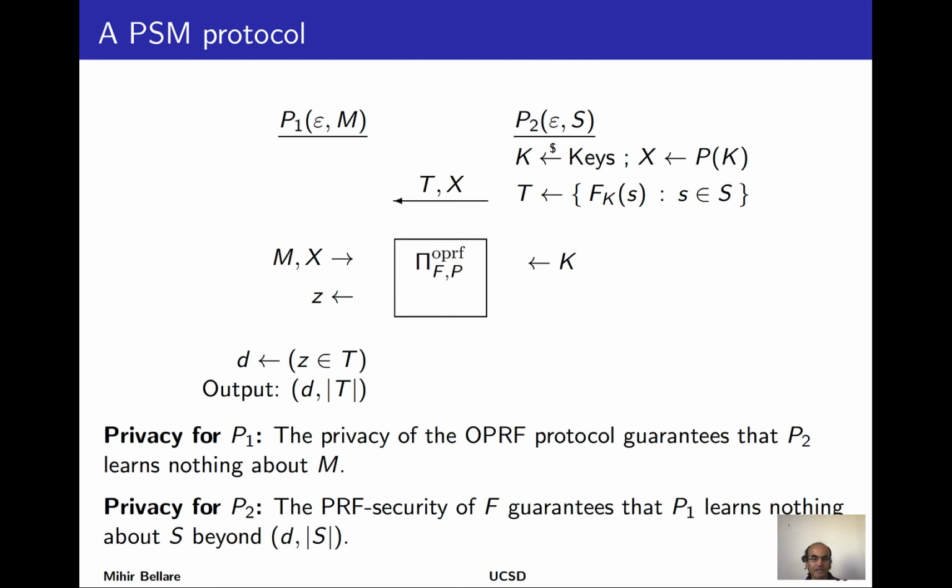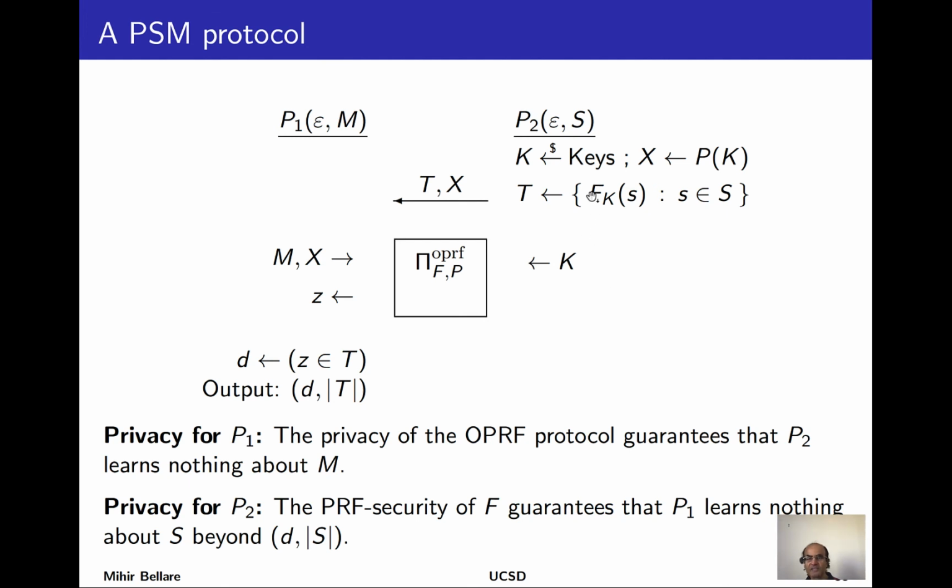We can then consider privacy. So we need to ask separately, privacy for P1 means it wants to ensure that its own message M is not learned by the other party. But this we can guarantee through the OPRF protocol security. And in particular, if we use the protocol we saw before, then party 2 learns absolutely nothing about the message M. What about privacy for P2?